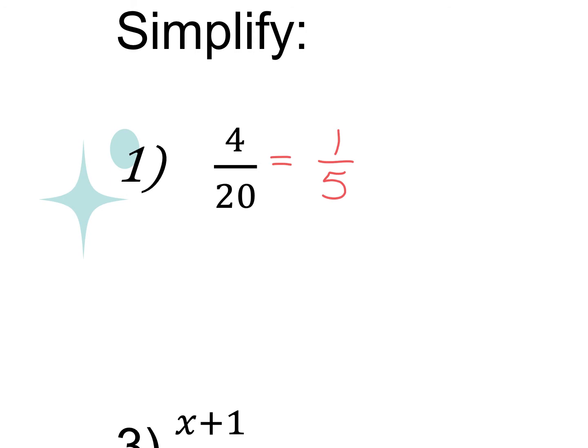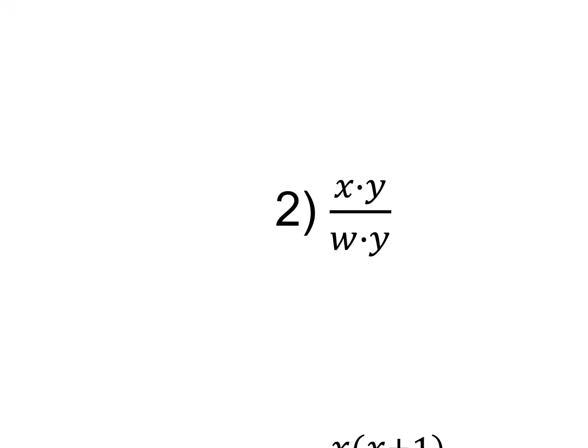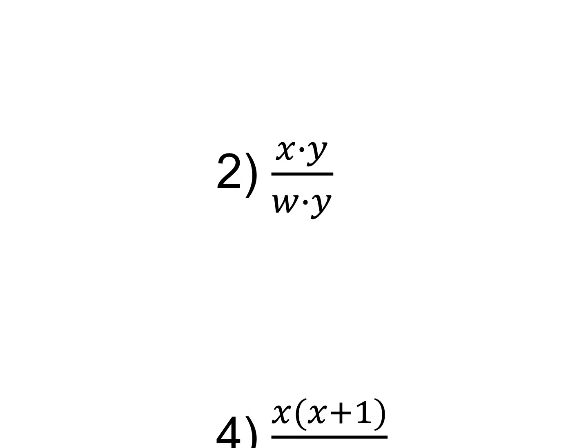The next one. Notice there are no addition or subtraction signs, so I can actually simplify the y's here. If it had an addition or a subtraction sign, then I'd have to think twice about it. But this time I can simplify the y's, and then I'm just left with x over w.